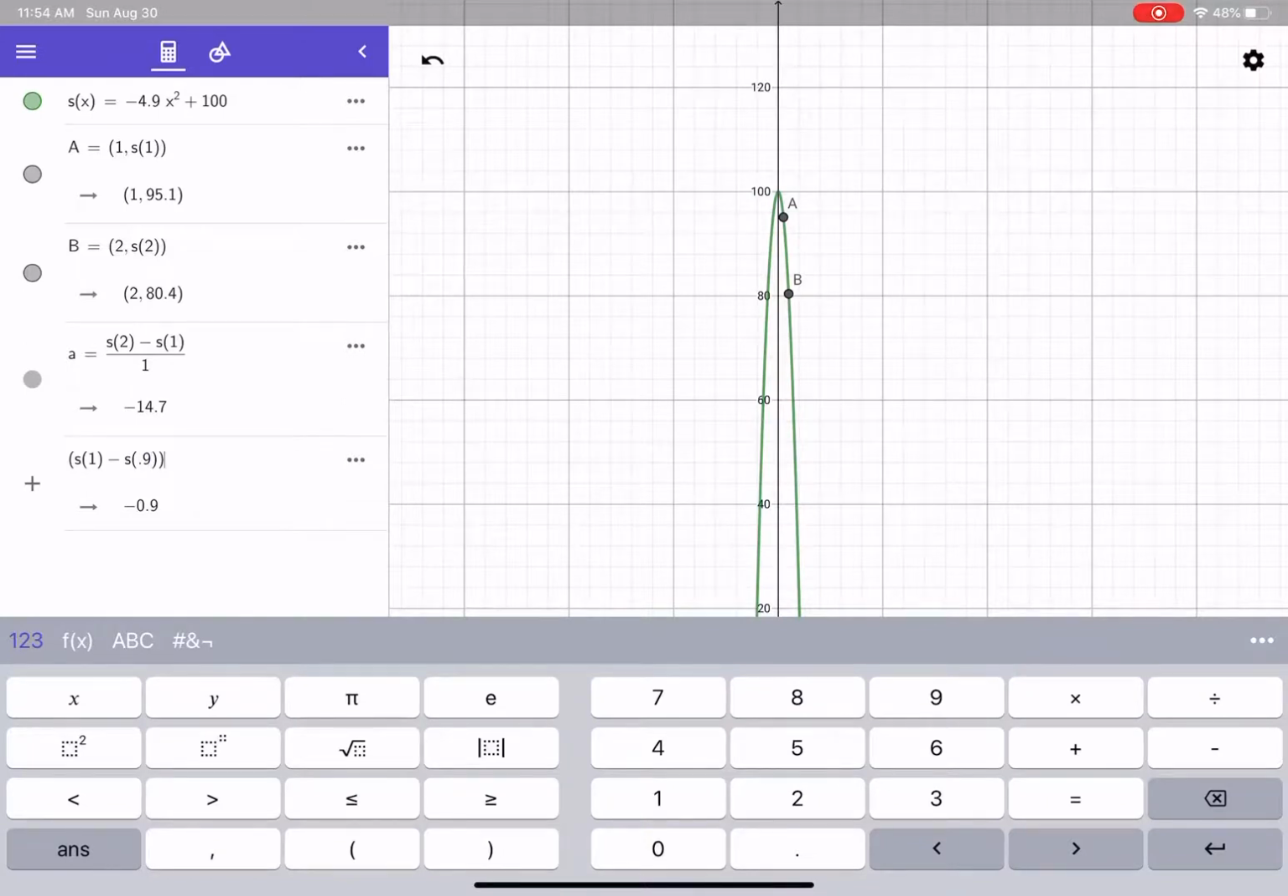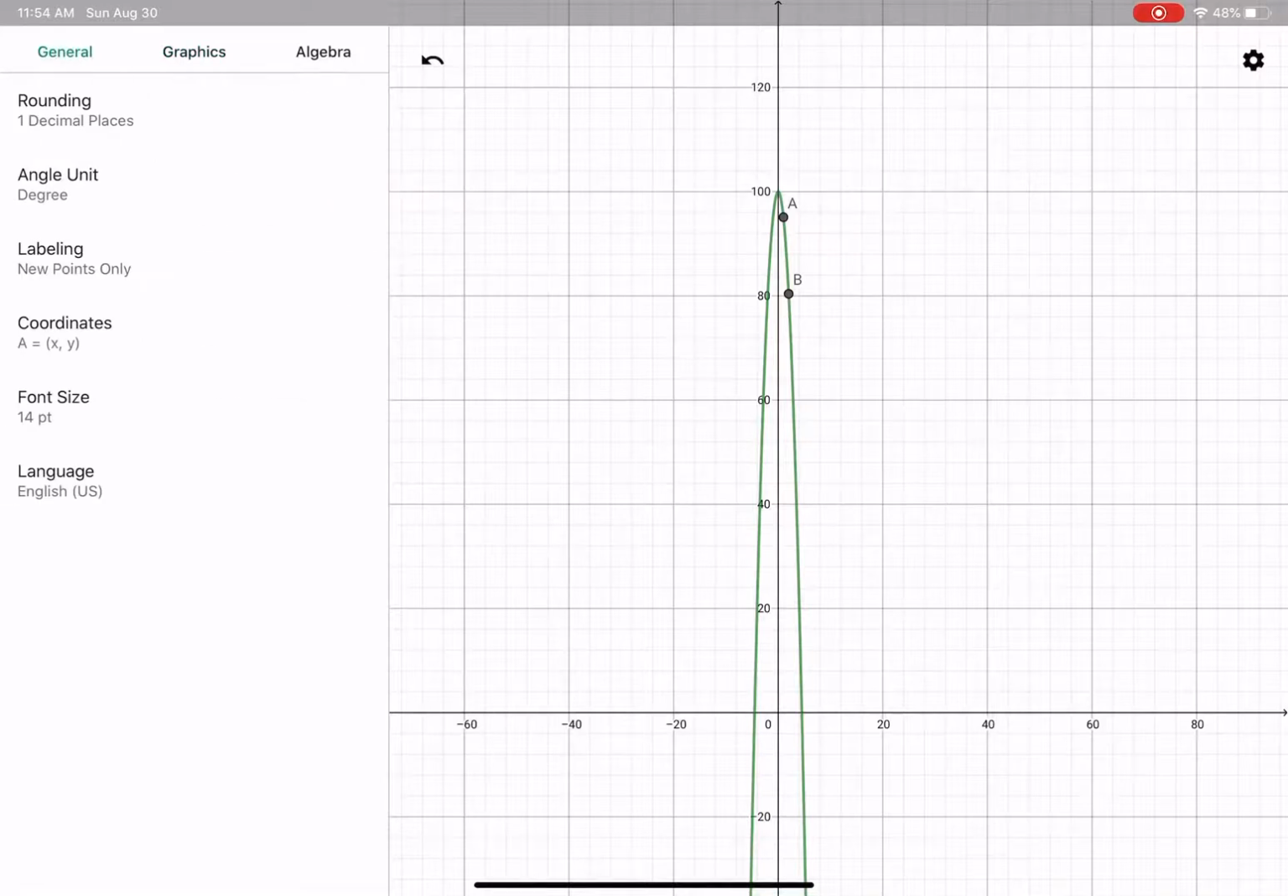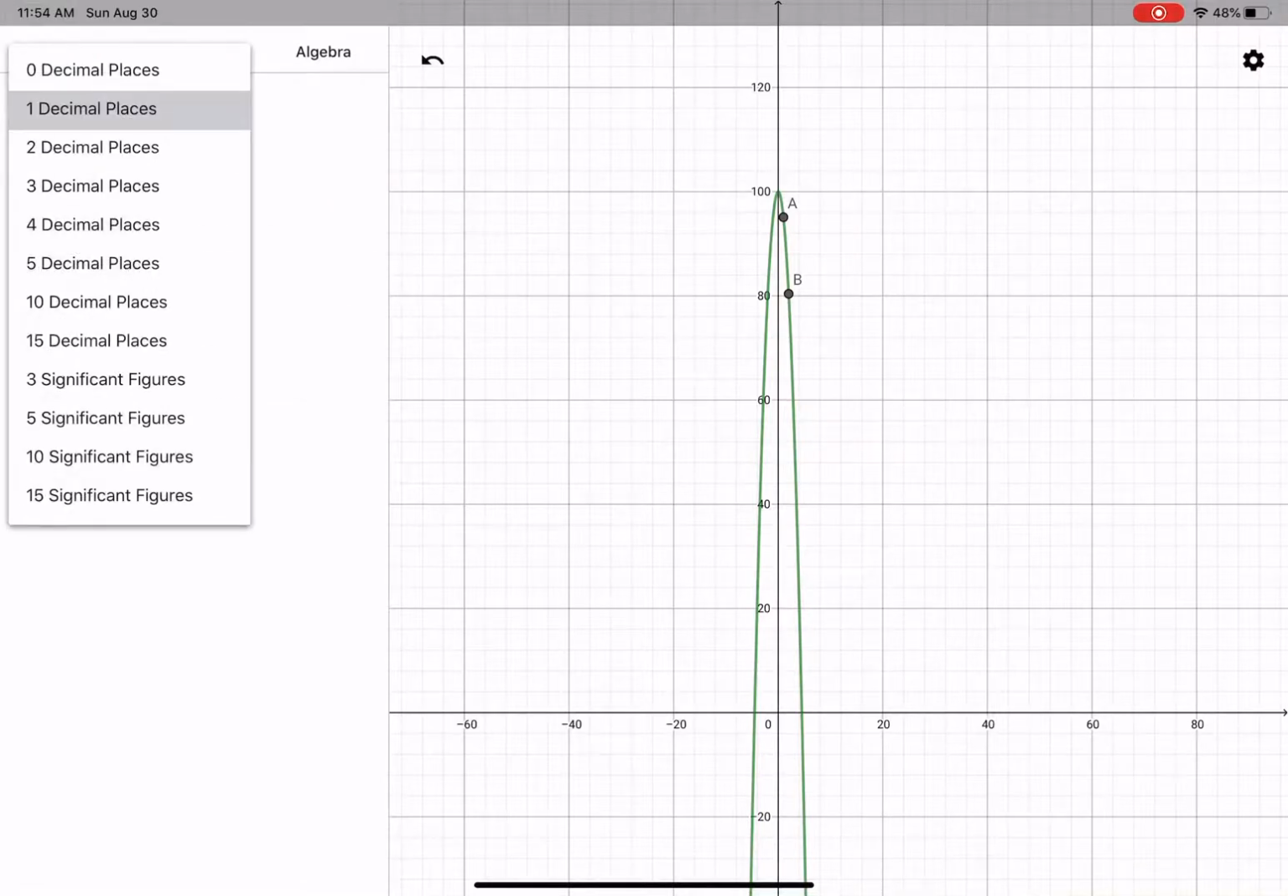Arrow out of all of this, divided by, in the same order, 1 minus 0.9. And hit enter. Okay, notice that down here it defaults to just 1 decimal place. I can change that, I think, in the settings over here. So it is under general. There we go. Rounding 1 decimal place, I'm going to do 3.